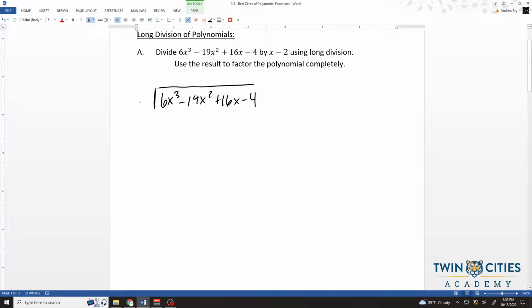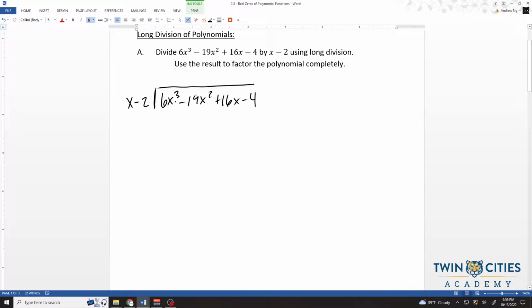Same thing with what I'm dividing by. So I've got x minus 2. I'll just put that over here. But let's say I was dividing by x squared plus 4. I would be missing the x term, and I would want to make sure to do x squared plus 0x and then plus 4 on the outside if that's what I was dividing by. All right, this is my setup. Then after I set this problem up, I'm going to follow 4 steps repeatedly until I get to the very end. Let's begin.